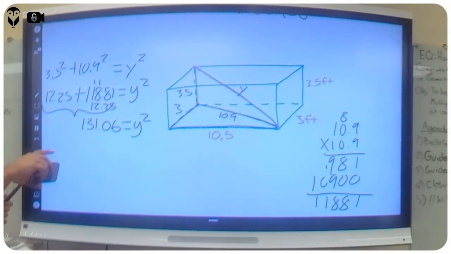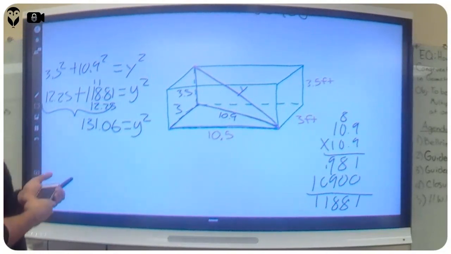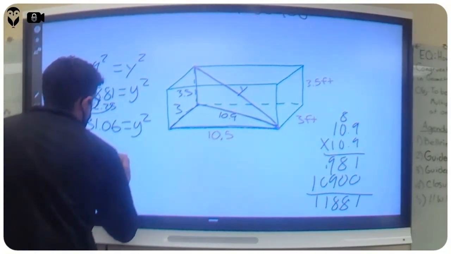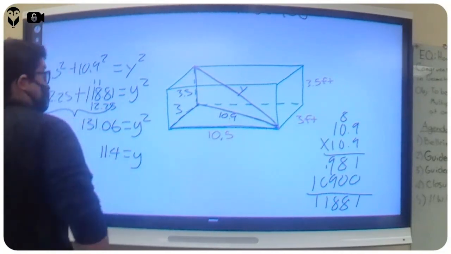So 131.06 square rooted is 11.44, so we're going to say 11.4 is our final answer.